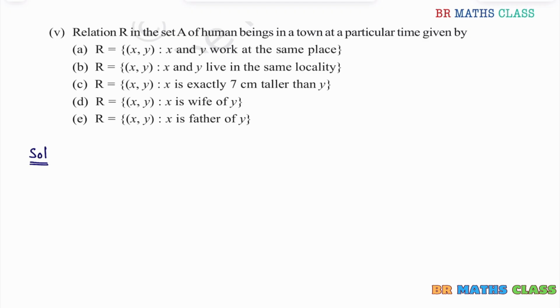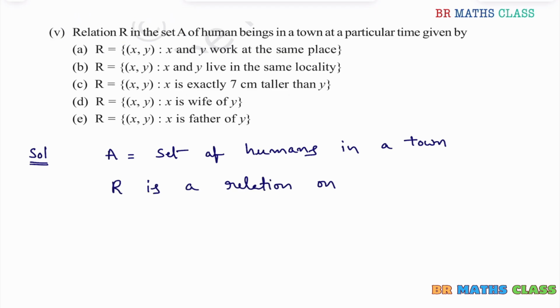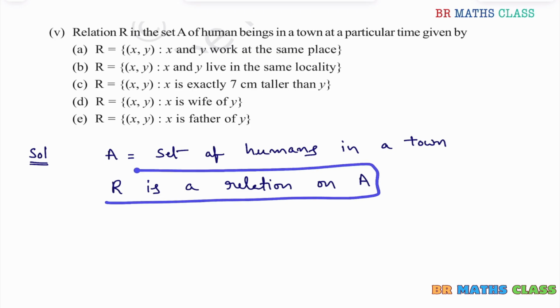If you observe the last 4 bits in the first question, we mainly wrote 3 points. First one is which set the relation is on. Here the set is the set of humans in a town. First I'll write that. What is A? Given set A is the set of humans in a town at a particular time. Second one is which set the relation is on. You see here R is a relation in the set A. They have given that R is a relation on A. R is a relation on A means R is a relation from A to A.